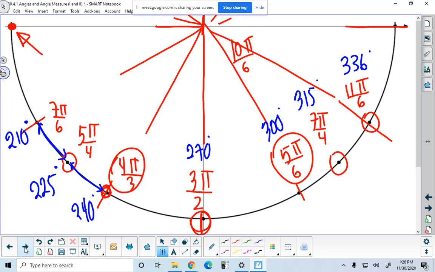So I know it's a little intimidating because you're looking at this whole circle with all these numbers all over the place, but you need to be able to identify those locations from those angles or those angles from those locations. Any questions at all with labeling those angles now? All right.